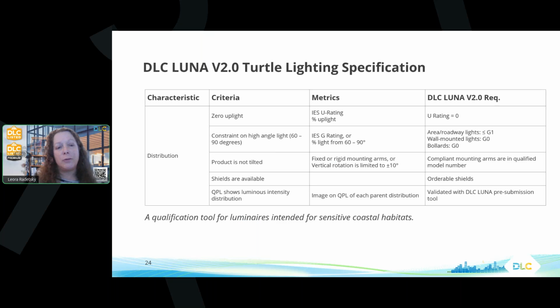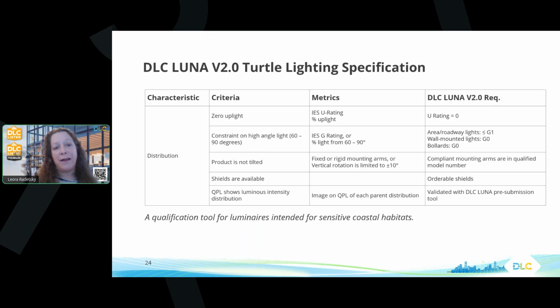And to make sure that information is clear on the QPL, we make sure that the compliant mounting arm is actually part of that qualified model number or catalog number that you see on the QPL. For area and roadway luminaires, we want to make sure that there is a shield available. And so orbital shields have to be available as part of the spec sheet. It's part of the review process. You will see that on the spec sheets that are attached to the QPL or linked to the QPL as well.